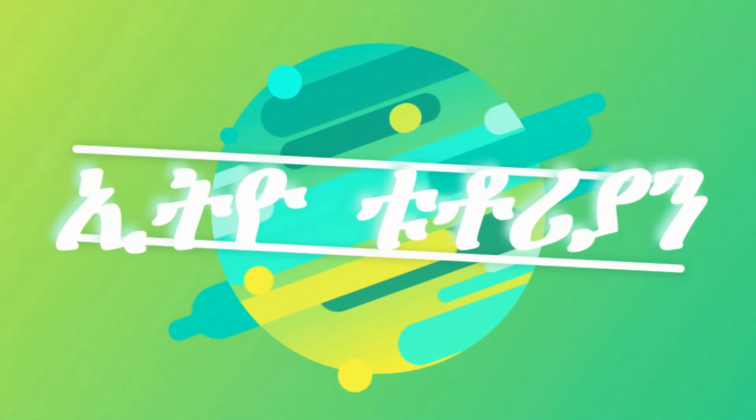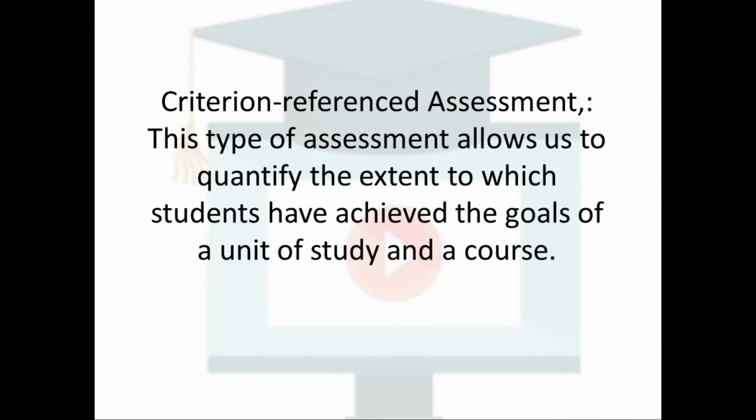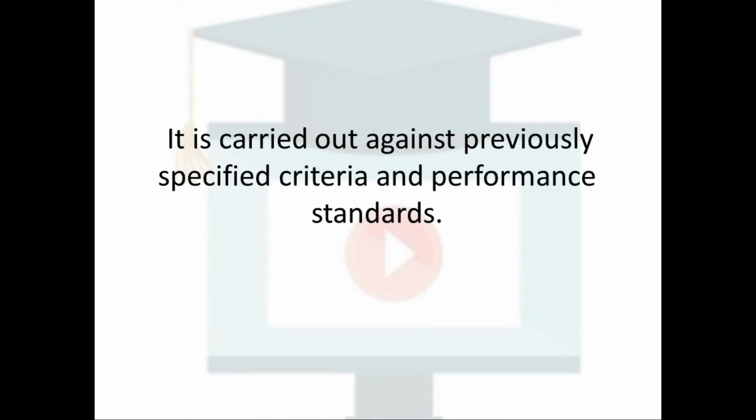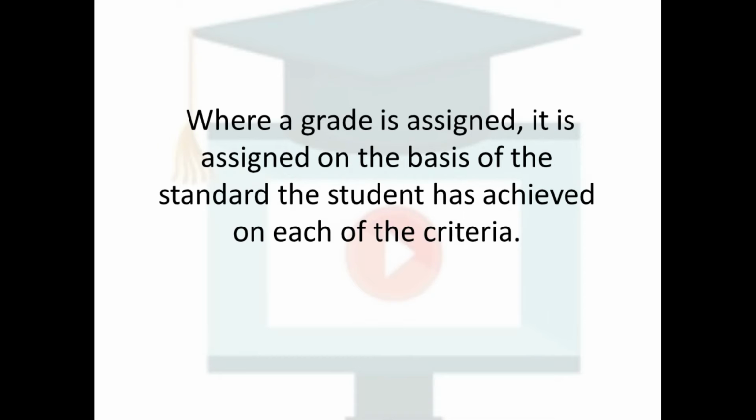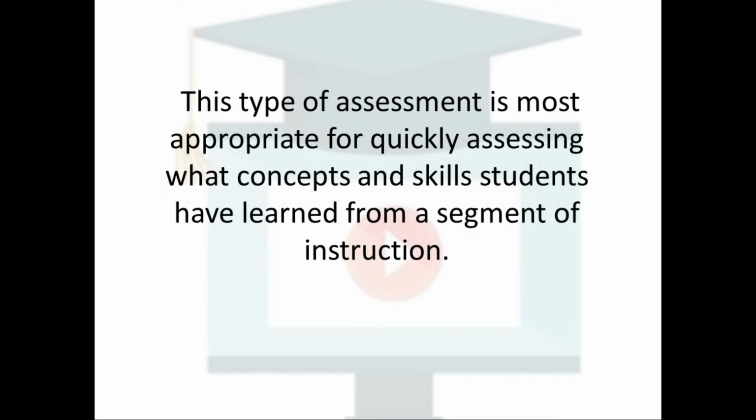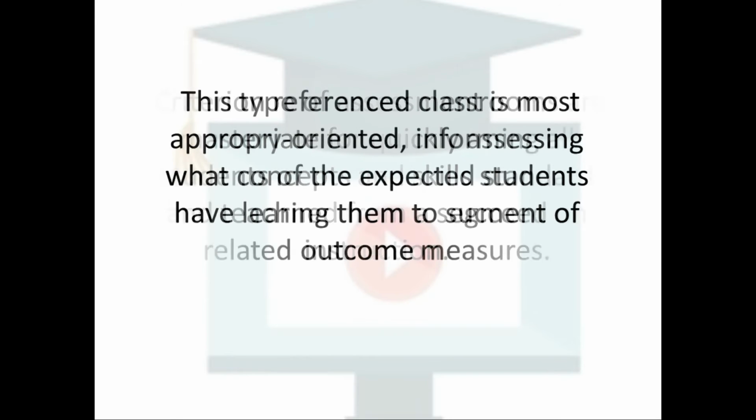Criterion-referenced assessment. This type of assessment allows us to quantify the extent to which students have achieved the goals of a unit of study in a course. It is carried out against previously specified criteria and performance standards. Where a grade is assigned, it is assigned on the basis of the standard the student has achieved in each of the criteria. This type of assessment is most appropriate for quickly assessing what concepts and skills students have learned from a segment of instruction.